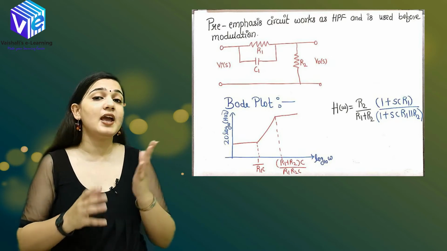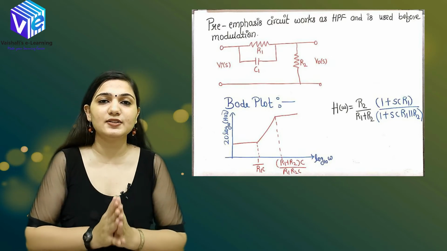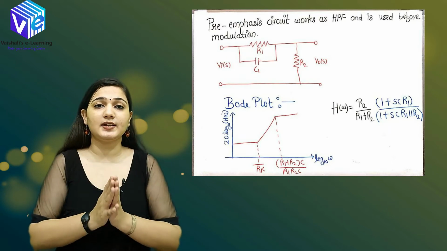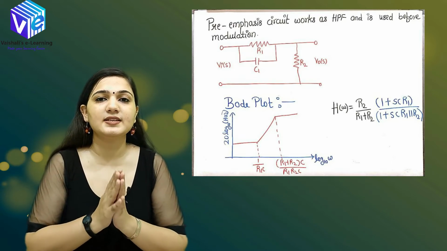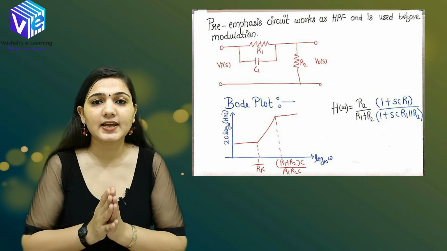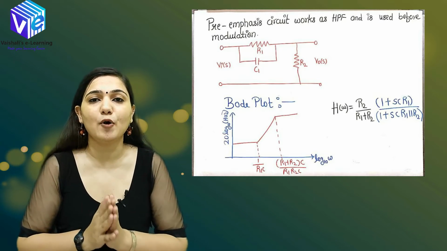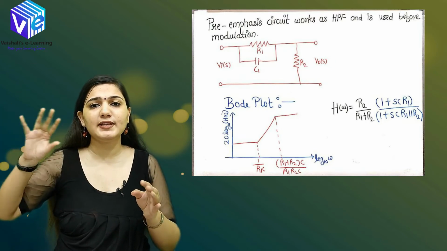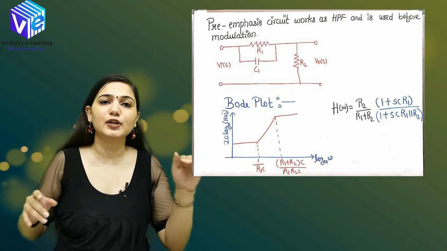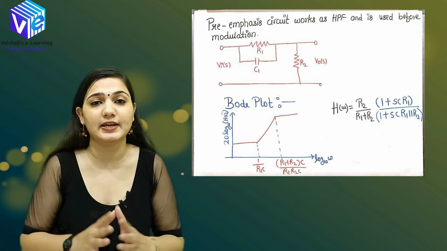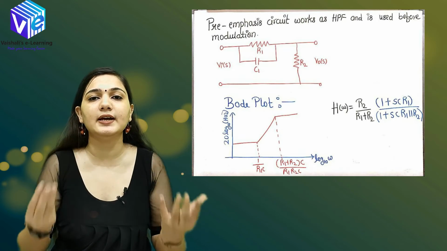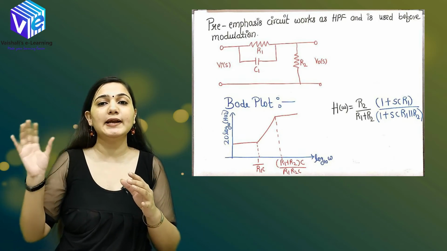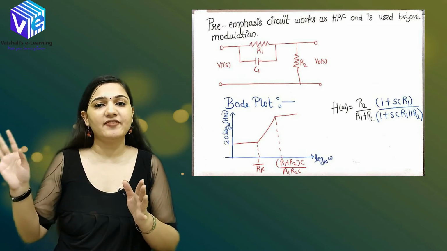So you can see the circuit of the pre-emphasis. Here we have a high pass filter kind of circuit. The cutoff frequencies are at 1 upon R1C and (R1 plus R2)C upon R1 into R2C. After the higher cutoff frequency we'll have more gain, and before the lower cutoff frequency we'll have lower gain. So this is how we are varying the gains. We generally choose frequencies higher than 25 kilohertz, so we amplify those signals.